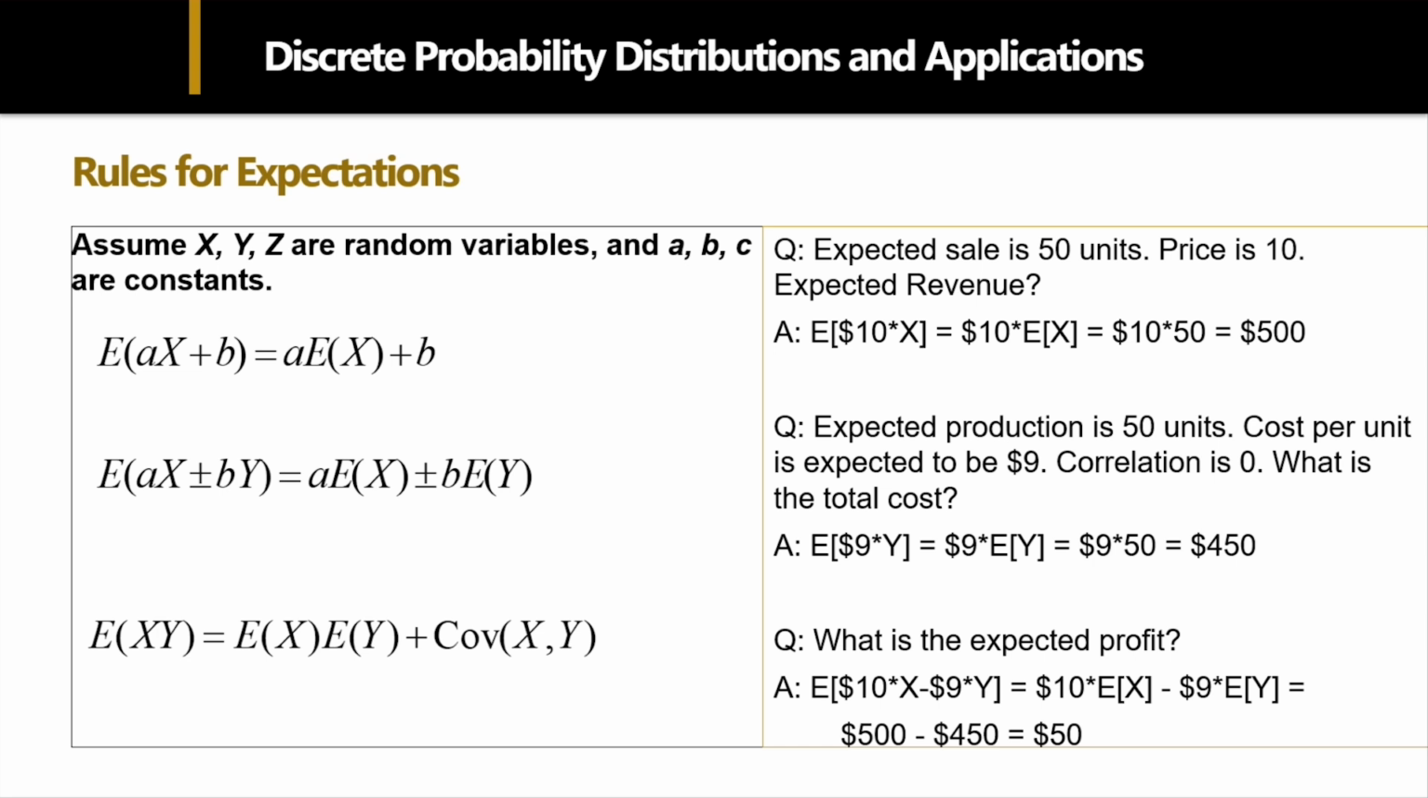We'll use this second property below to answer what is the expected profit. What's the expectation of 10 times X minus 9 times Y? That's 10 times the expectation of X minus 9 times the expectation of Y. I then can calculate those values and come up with 500 minus 450. So my expected profit is $50.